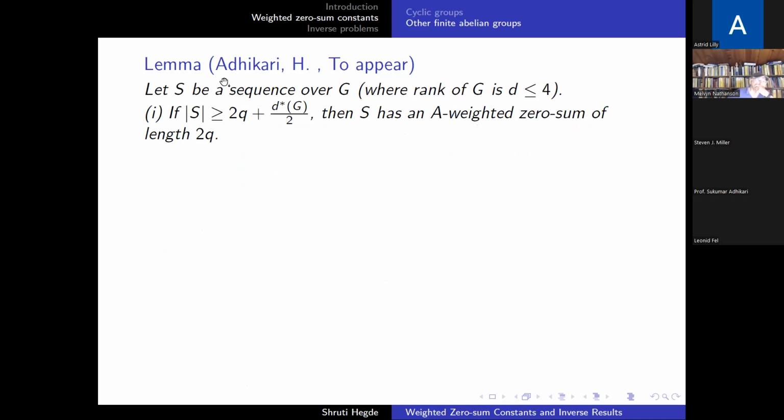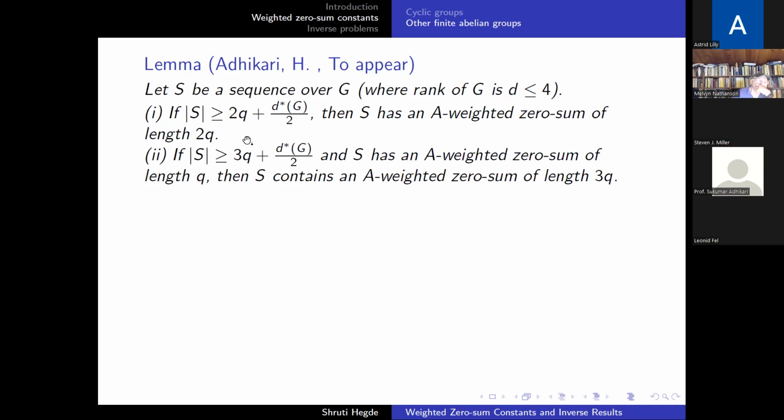So this lemma, which we get by direct substitution in the previous theorem, says that if S is a sequence over G whose rank is less than or equal to 4, and G is of course a p-abelian group, and this denotes the length of the sequence. If the length of the sequence is greater than or equal to 2q plus D*(G)/2, then S will contain an A-weighted zero-sum subsequence whose length is 2q. Again, if the length of the sequence is greater than or equal to 3q plus D*(G)/2, and S already has an A-weighted zero-sum of length q, then S will contain an A-weighted zero-sum of length 3q also.